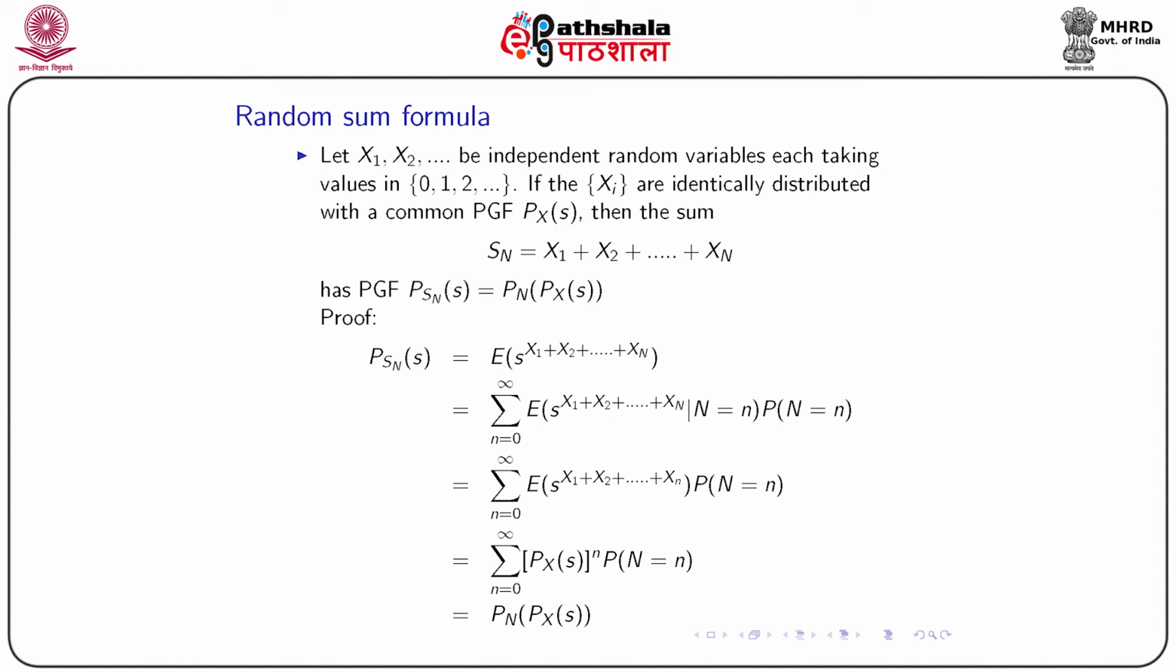This is called a composition. Now the subscripts are very important. P_N means we are talking about the PGF of the random variable N, and P_X means we are talking about the PGF of X. So this subscript tells us for which random variable we are computing the probability generating function. How to prove this? P_{S_N}(s) by definition is the expected value of s to the power X1 plus X2 plus ... plus X_N, and this capital N is random.